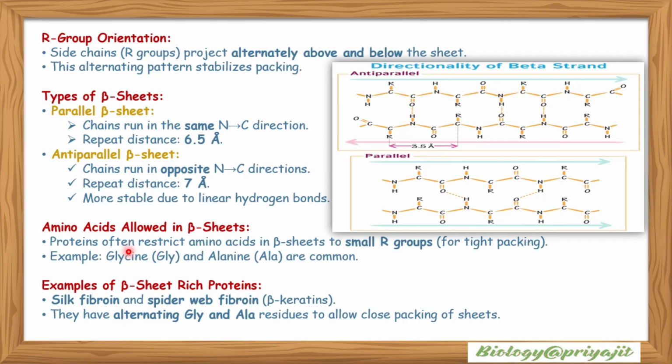Amino acid sequence allowed in beta sheets: proteins often restrict amino acids in beta sheets to small R groups for tight packing. Example: glycine and alanine are common. Examples of beta sheet rich proteins are silk fibroin and spider web fibroin, both of which are beta keratin proteins. They have alternating glycine and alanine residues to allow close packing of beta pleated sheets.